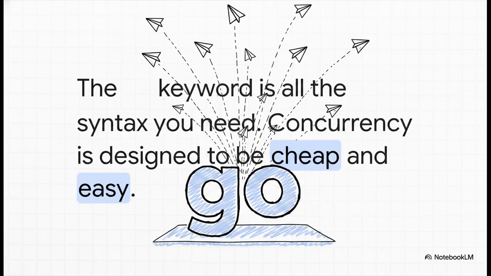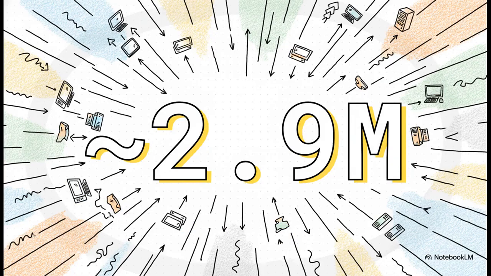That's it. This syntax isn't an accident. It reflects a core belief in Go. Concurrency should be so cheap and so easy that you never think twice about using it. So what does all this efficiency actually unlock? Scale. And I'm not talking about managing a few dozen or even a few hundred concurrent tasks. We're talking about the ability to spin up nearly 3 million of them on a pretty standard machine. This is the kind of scale Go was built for.